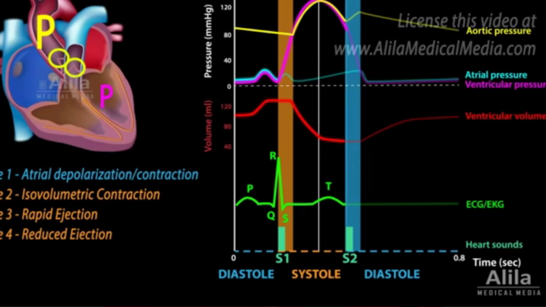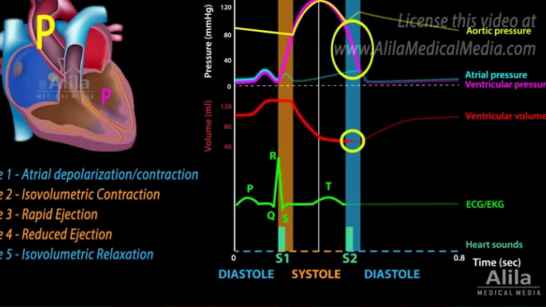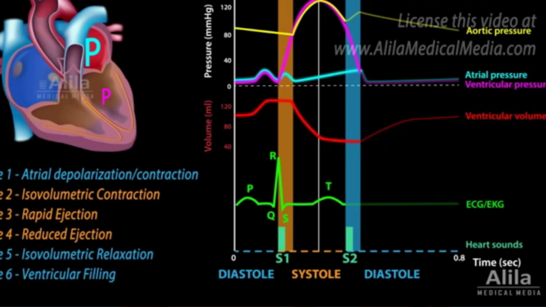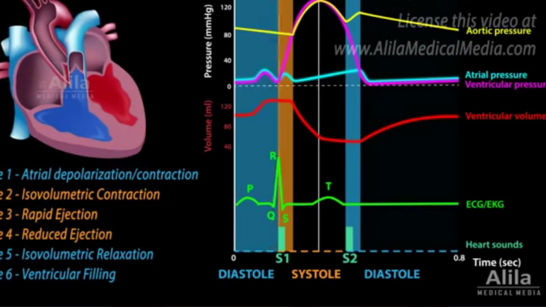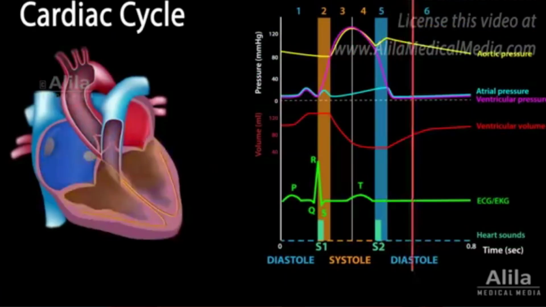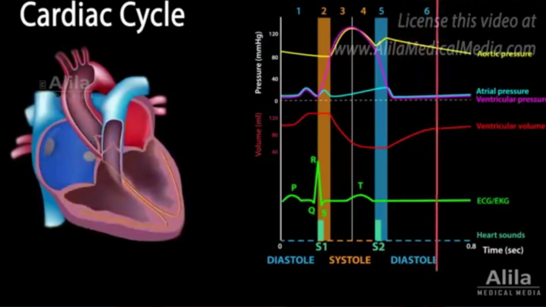Due to the drop in ventricular pressure, the semilunar valves are closed. This produces the second heart sound, dub. The ventricle starts relaxing now. This is the first stage of ventricular diastole and called protodiastole. Since the valves are closed, the ventricles undergo isometric relaxation.